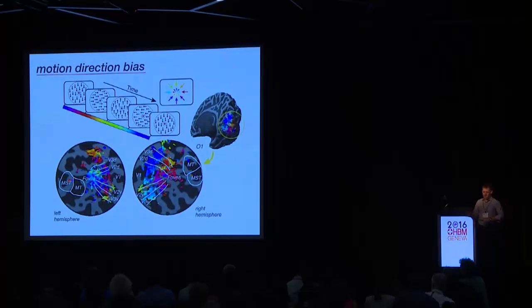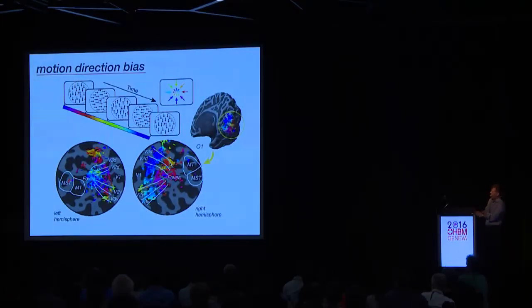There's a lot here. The first thing I want you to notice is there's hardly any motion direction selectivity in MST and MT, the two areas that we expected to see the strongest motion selectivity. But there's robust motion responses in V1.